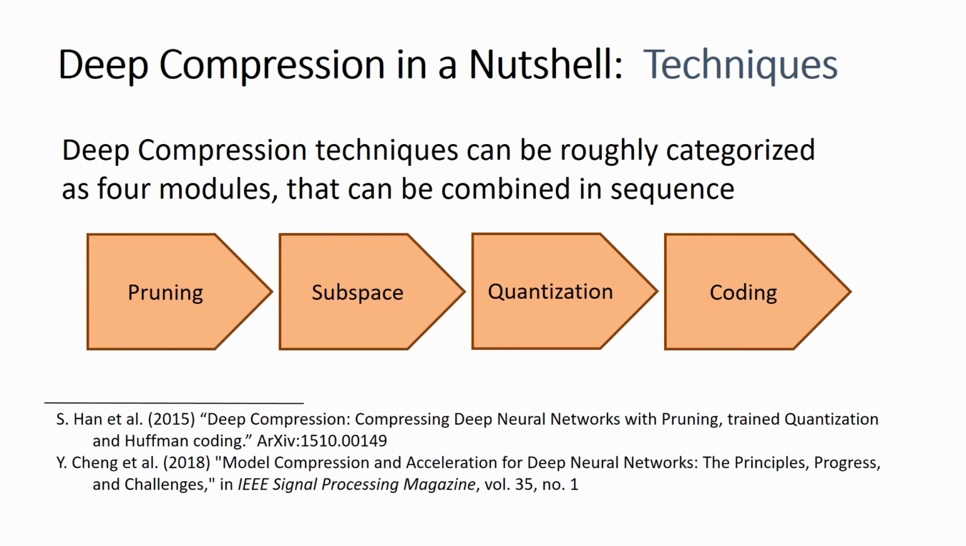Deep compression techniques can be roughly categorized as 4 modules that can be combined in sequence. First, pruning techniques. Second, subspace or low-rank approximation methods. Third, we have quantization. And finally, lossless coding.